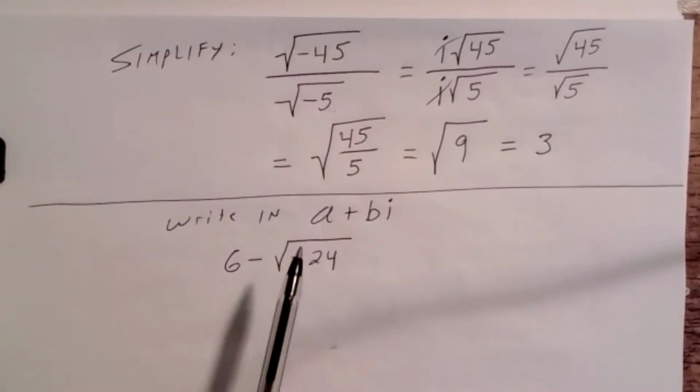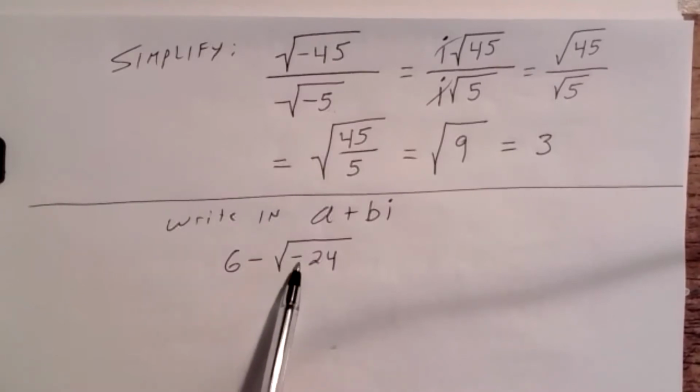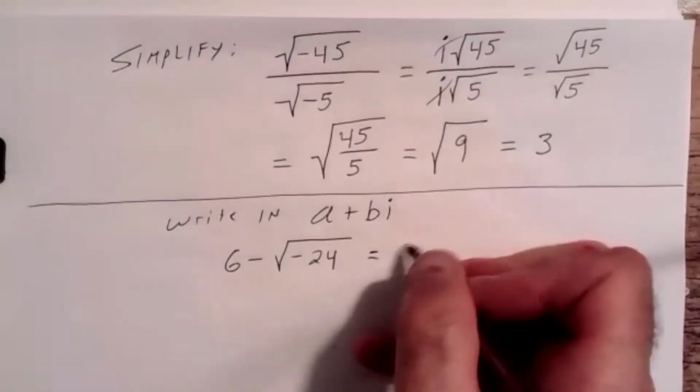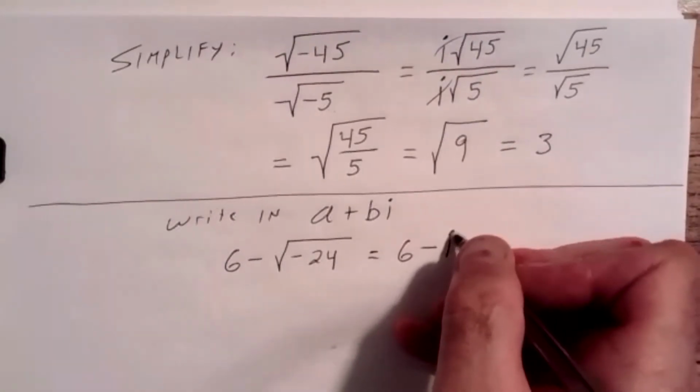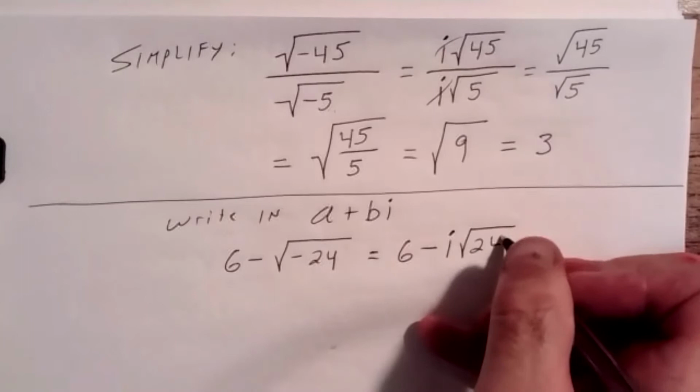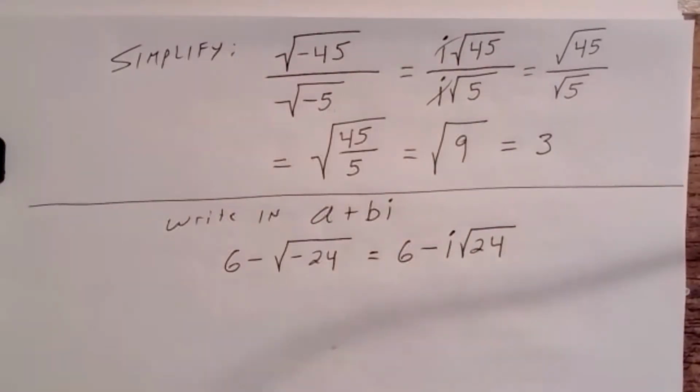Bring out the i. Yes, we have a square root of a negative number, so we want to bring i out first. So this is going to be equal to 6 subtract i times the square root of 24, positive 24. And now the only thing that remains is simplifying the square root if possible. Any perfect squares underneath there?